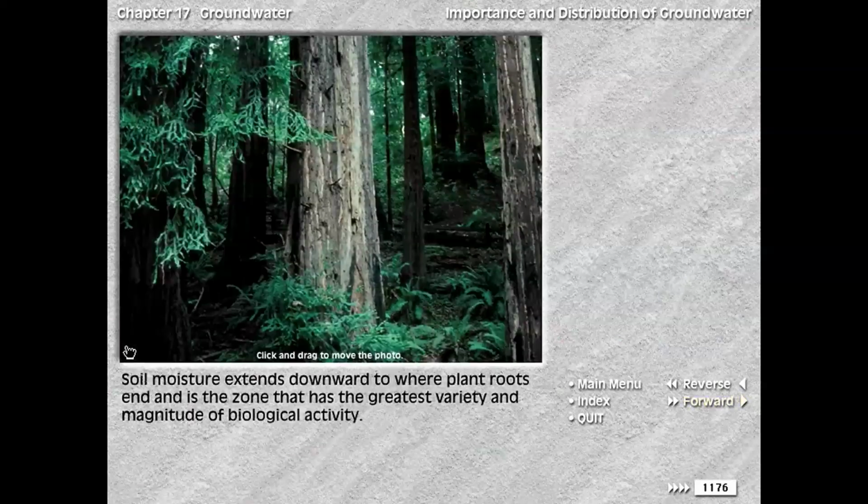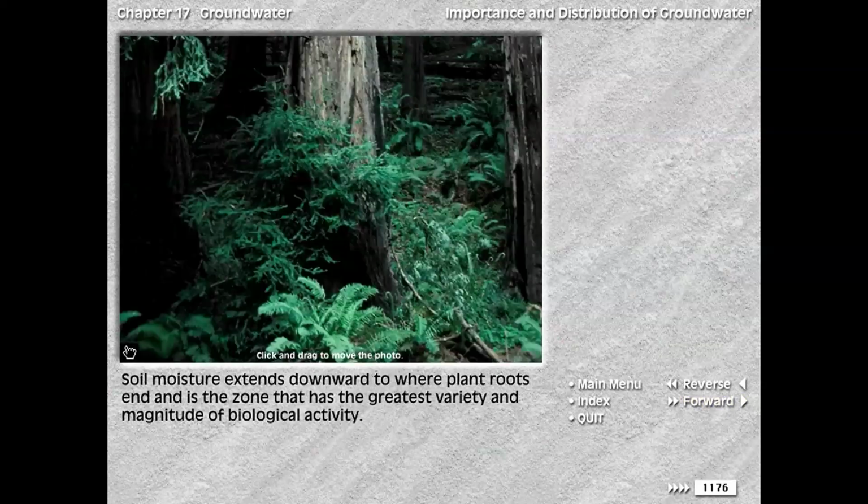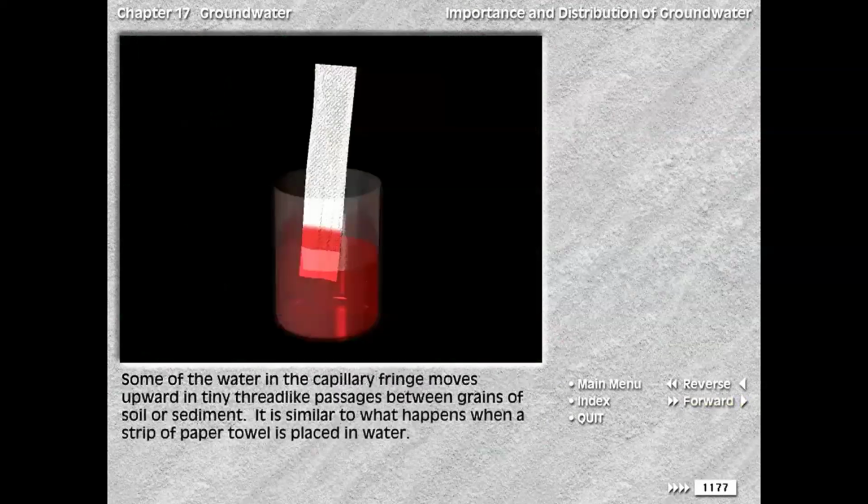Soil moisture extends downward to where plant roots end and is the zone that has the greatest variety and magnitude of biological activity. Some of the water in the capillary fringe moves upward in tiny thread-like passages between grains of soil or sediment. It is similar to what happens when a strip of paper towel is placed in water.